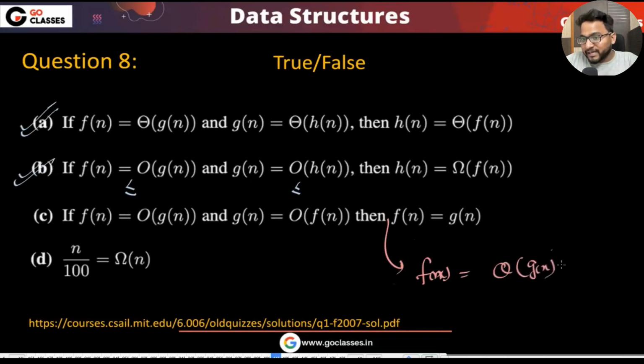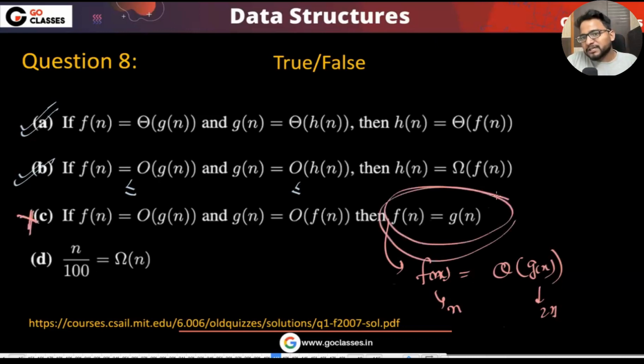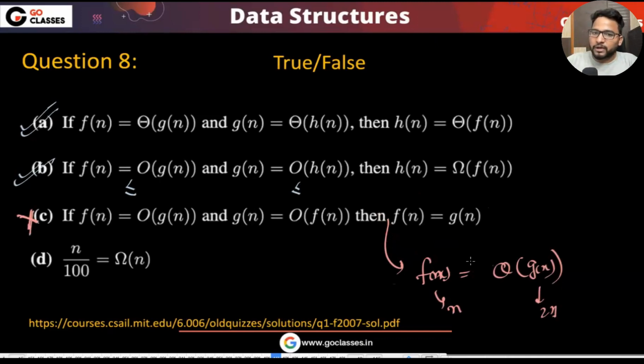Does this mean both are exactly the same? fn could be n, and this could be 2n. So that is why this is false. It is an interesting question, because this comparison is a normal comparison. In the quiz also, I will be using these kinds of things, so just be careful. Don't just blindly say this is true.